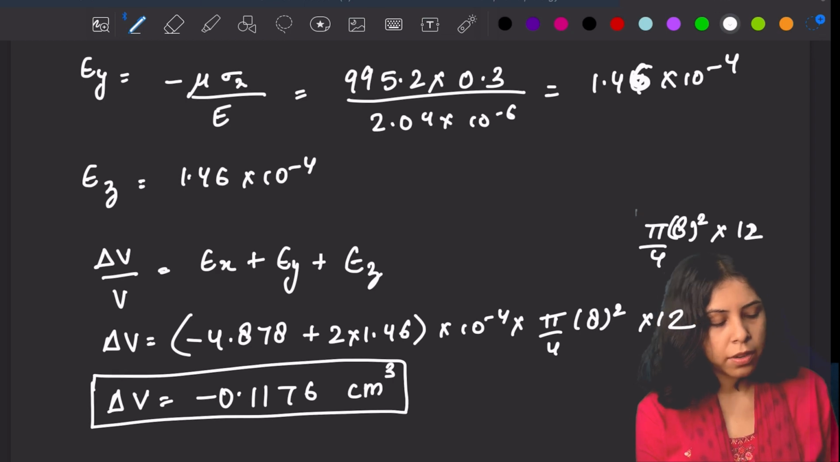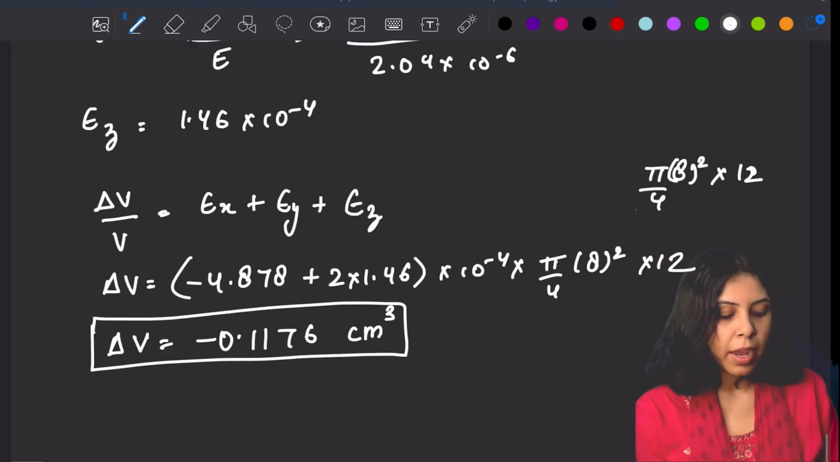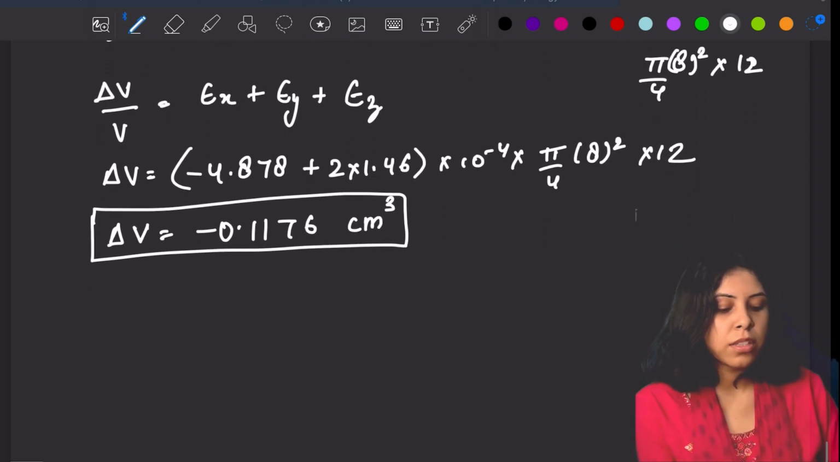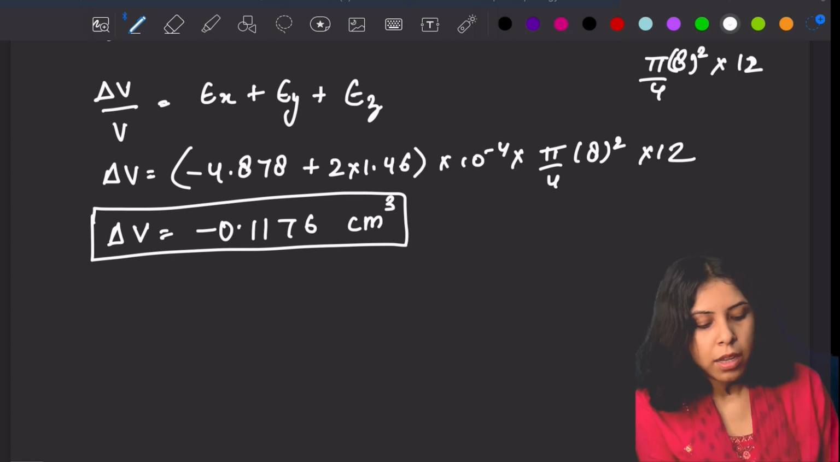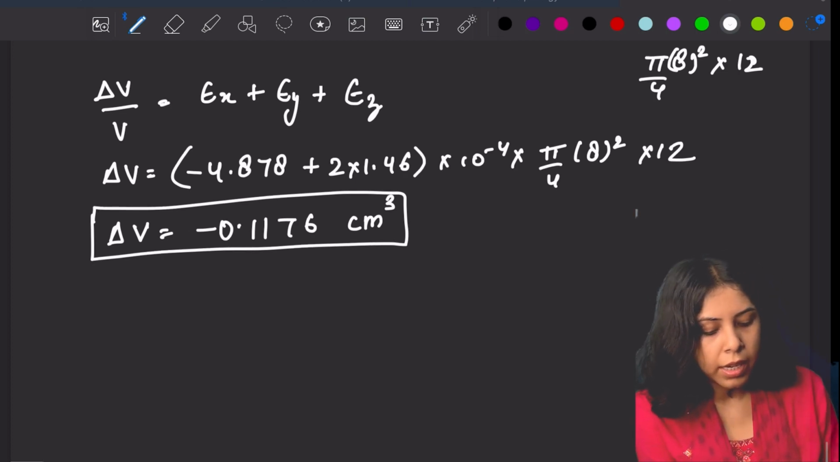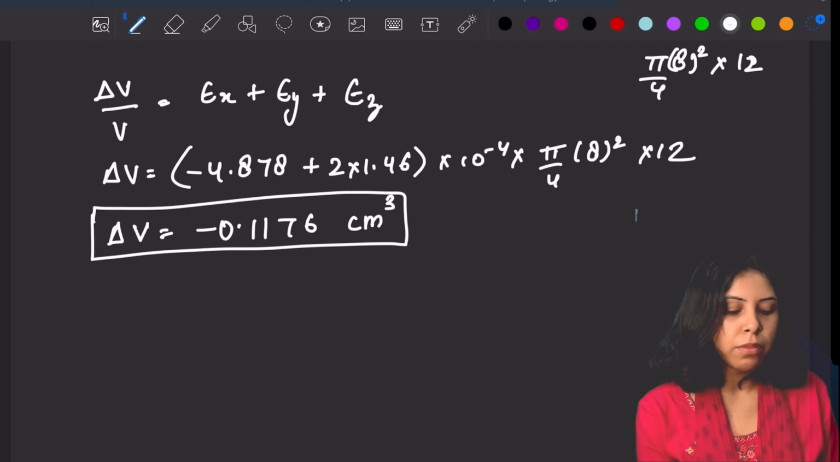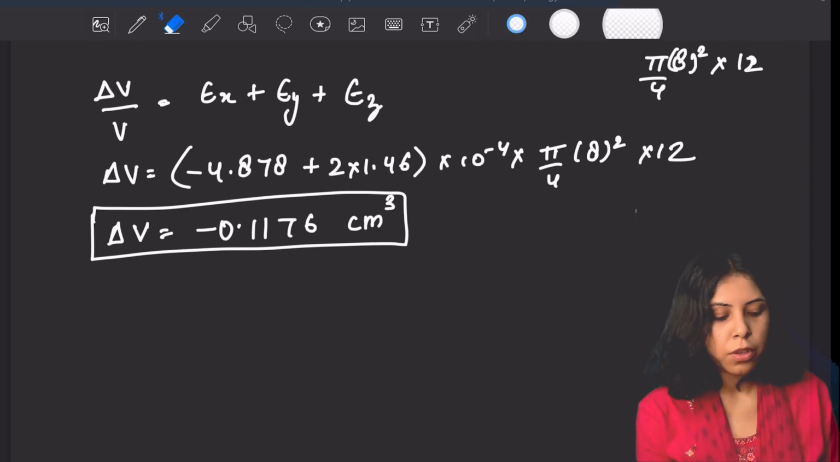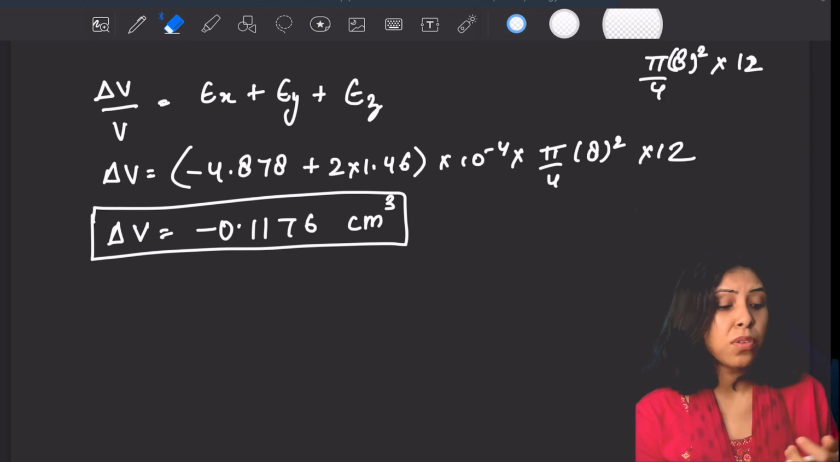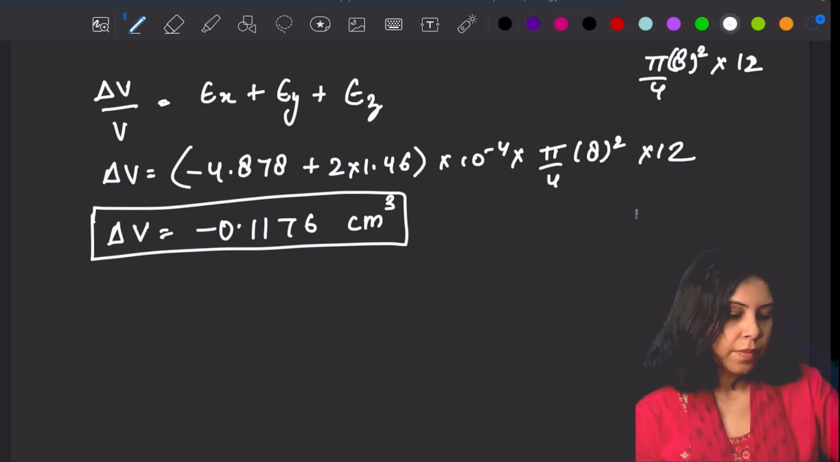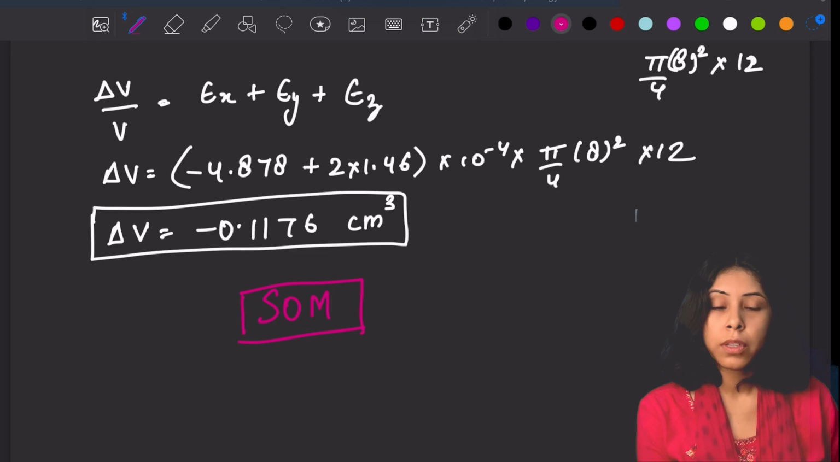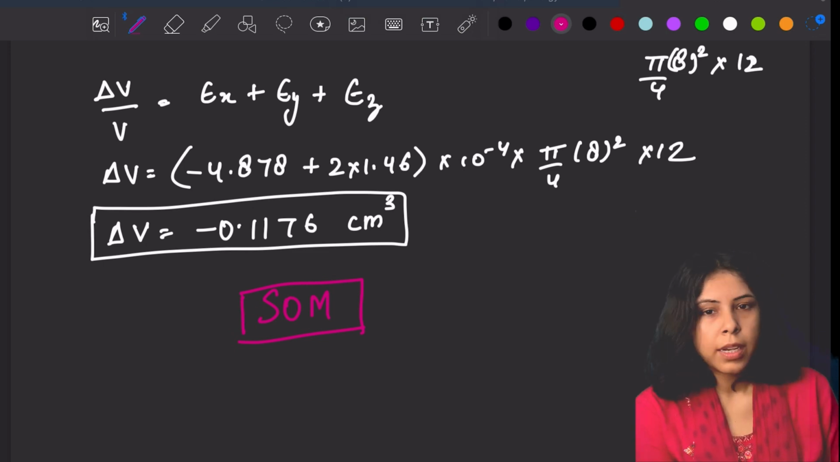So see here, with the applied compressive force, there is a change in volume that is negative, and the value is 0.1176 centimeter cube. So these are the basic concepts of strength of material. Here we have studied some concepts of the strength of material topic. I hope you have understood this. Let's meet in the next video.